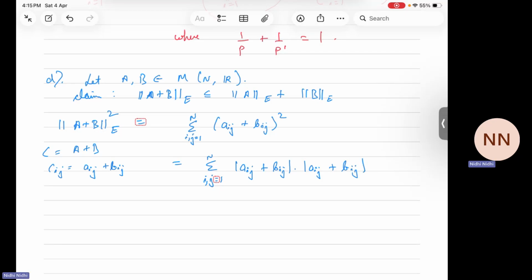Now we'll use the triangle inequality of the modulus function. So this mod a_ij plus b_ij is less than or equal to mod a_ij plus mod b_ij. So this is less than or equal to the sum of the two parts, just splitting the sum because we are in the finite sum scenario.